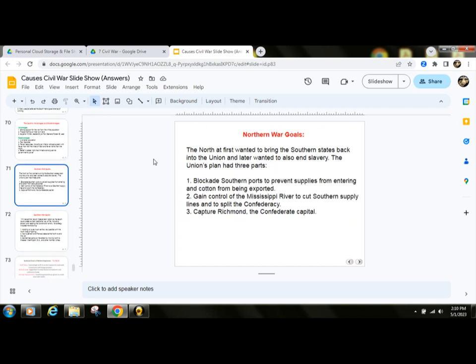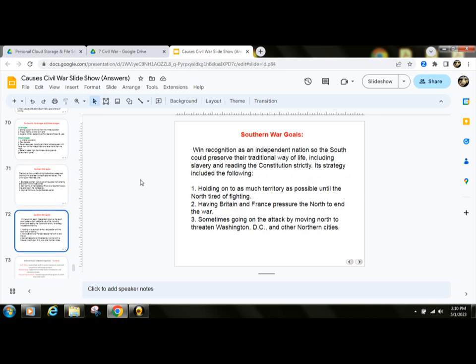Some of the Northern war goals. The North at first wanted to bring the Southern states back into the Union and later wanted to also end slavery. The Union's plan had 3 parts. They wanted to blockade Southern ports to prevent supplies from entering and cotton from being exported. They wanted to gain control of the Mississippi River to cut Southern supply lines and split the Confederacy, and then eventually capture Richmond, the Confederate capital.